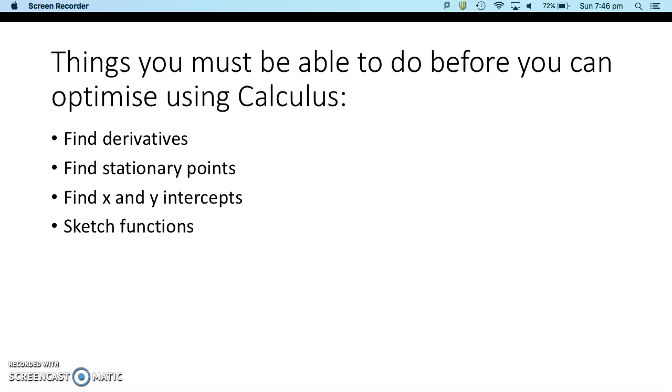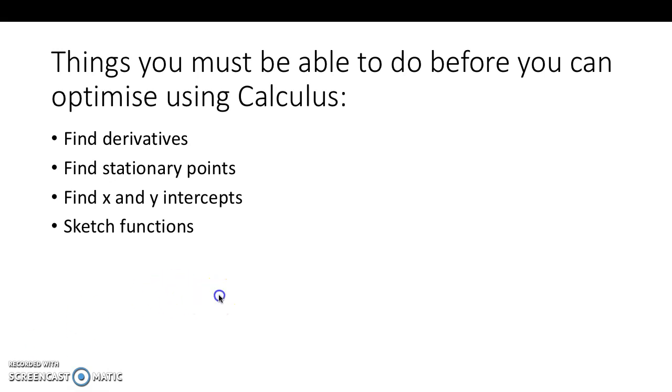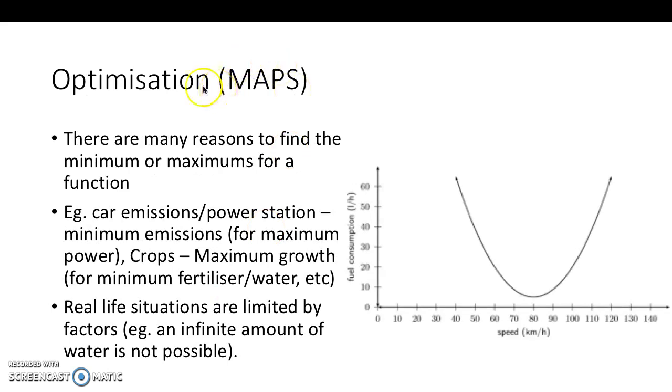So that means that you will need to be able to find stationary points and find x and y intercepts. Not every time, but they're certainly helpful when sketching the function. So optimization, if you're in Queensland doing 11 Maths B, you'll be looking at optimization in modeling and problem solving questions. There's lots of reasons why you might need to find a minimum or a maximum for a function.